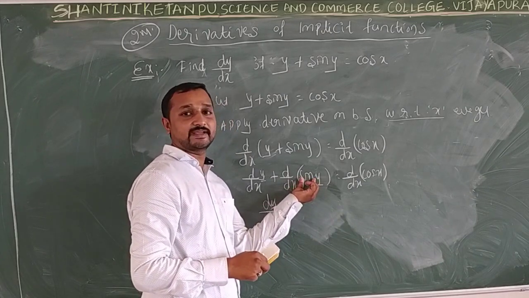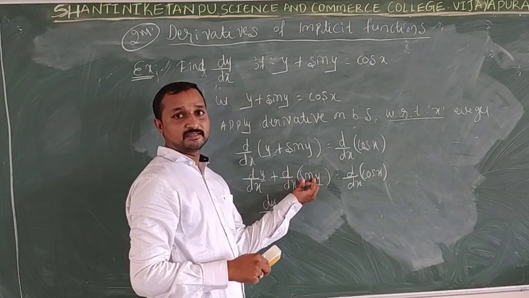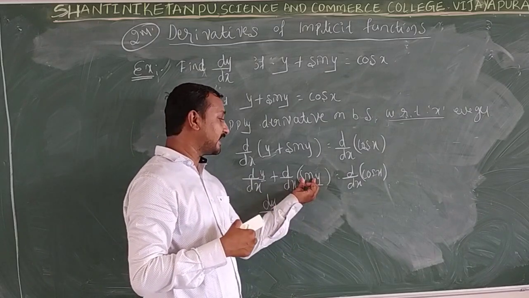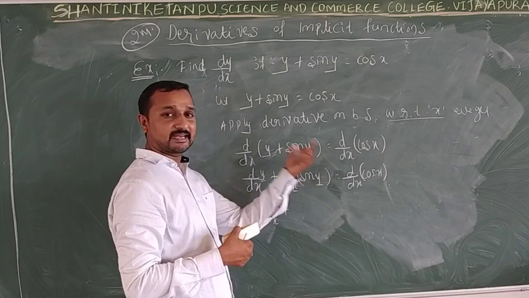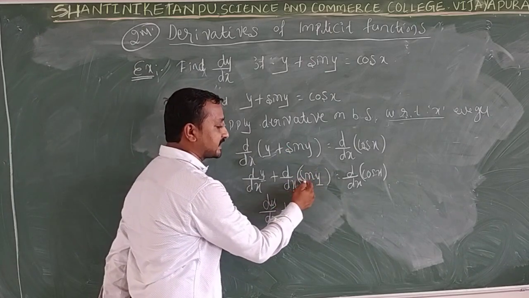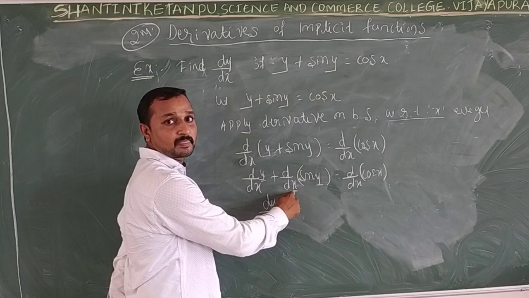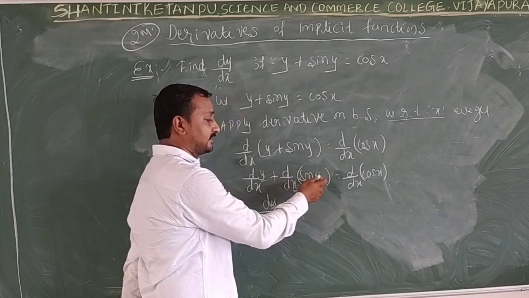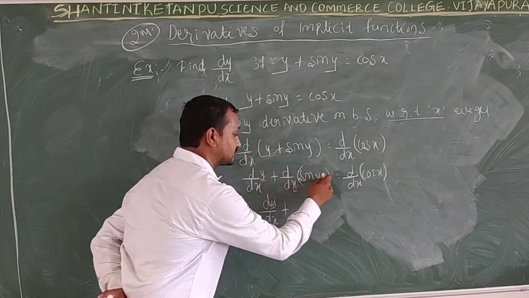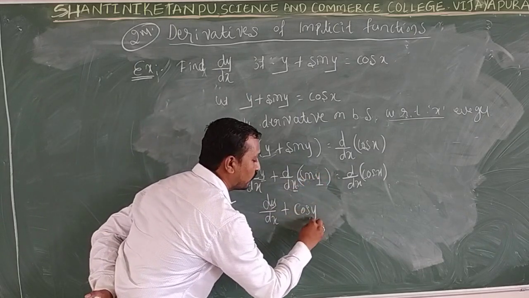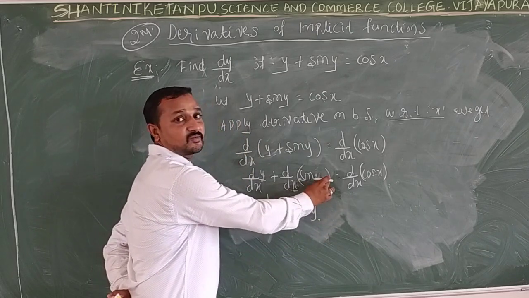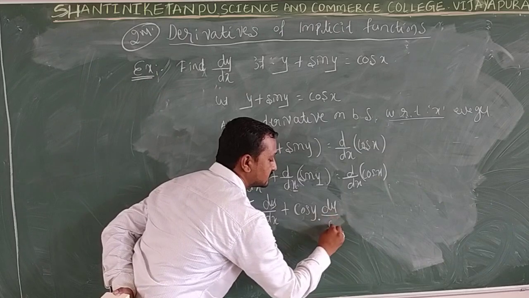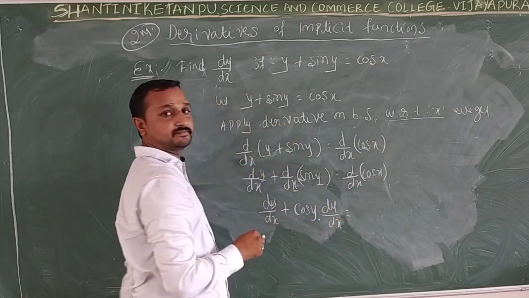First of all, what is the derivative of sin x? The derivative of sin x is cos x. Already we know the composition method of derivative, so we can directly write the derivative of sin y with respect to x. Instead of x we replace it with y, so the derivative of sin y is cos y. When we differentiate a function in terms of y, we compulsorily write dy by dx. This is very important.